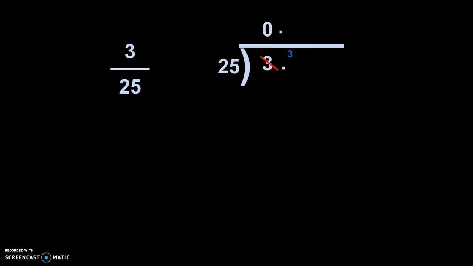Now this time, we're going to need more than a single 0. So let's put in our first 0. 25 into 30 goes once, but this time there's another remainder of 5. So we need a second 0. So we say 25 into 50, well, that's 2. So 3/25 equals 0.12.